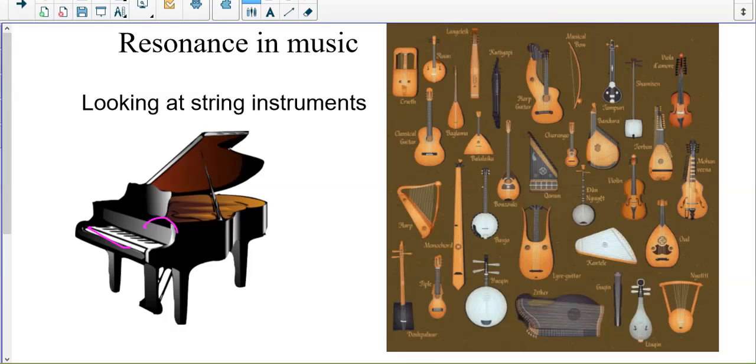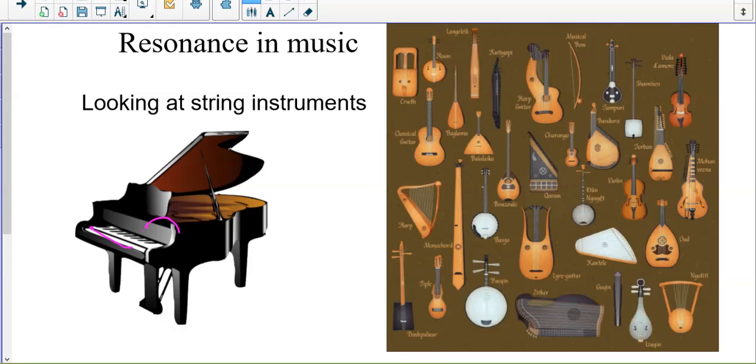Now, types of string instruments that undergo mechanical resonance. We've got ourselves a piano. It is a string instrument, even though you're hitting these keys over here. They're attached to a mallet, and the mallet hits the string, and that's what gives you the sound of a piano. And there are many different types of string instruments that are like guitars. Guitar tends to be the default string instrument that most people think of.